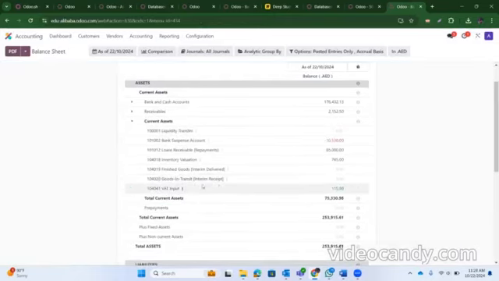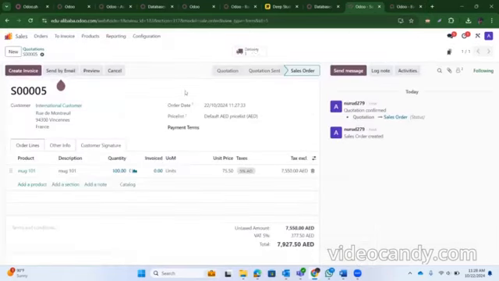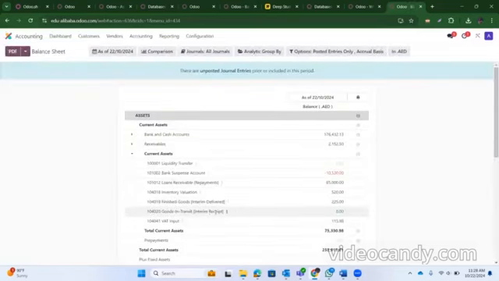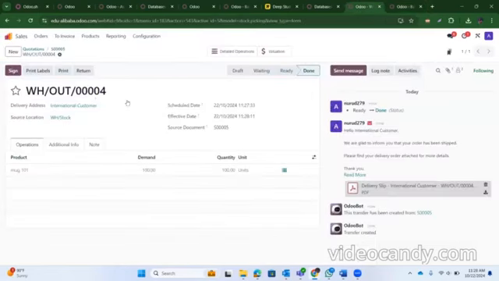Come to current asset. Okay, let's proceed with the delivery and validate the delivery. And then refresh this finance. So you can see that the interim delivered account has been updated. Now we have created a delivery and we have confirmed the movement of the stock from our warehouse to customer location. So this is the update and this is how it's going to look like.